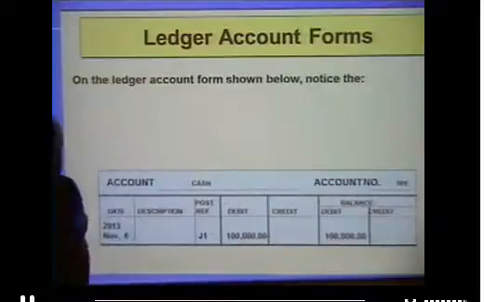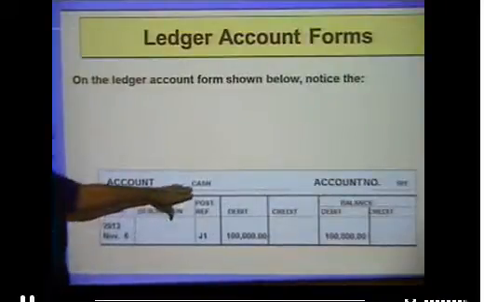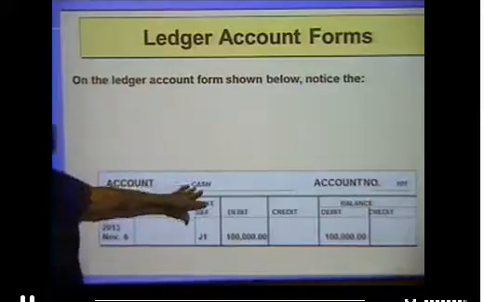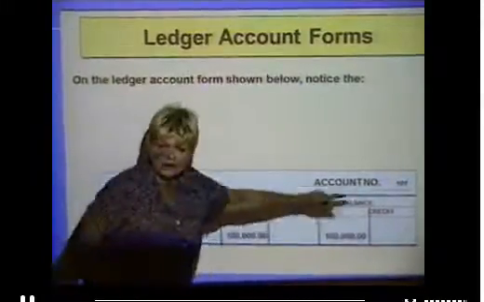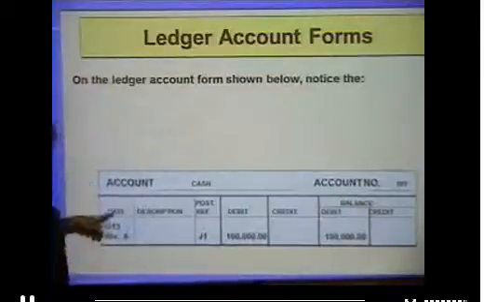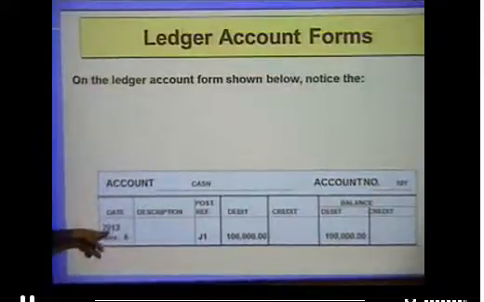It's going to have the name of the account. It's going to be a little separate sheet. The name of the account and the number of the account. And you're going to date it and start your dates just like you did in your journal. When you start a ledger page, it starts with the year, month, and date.